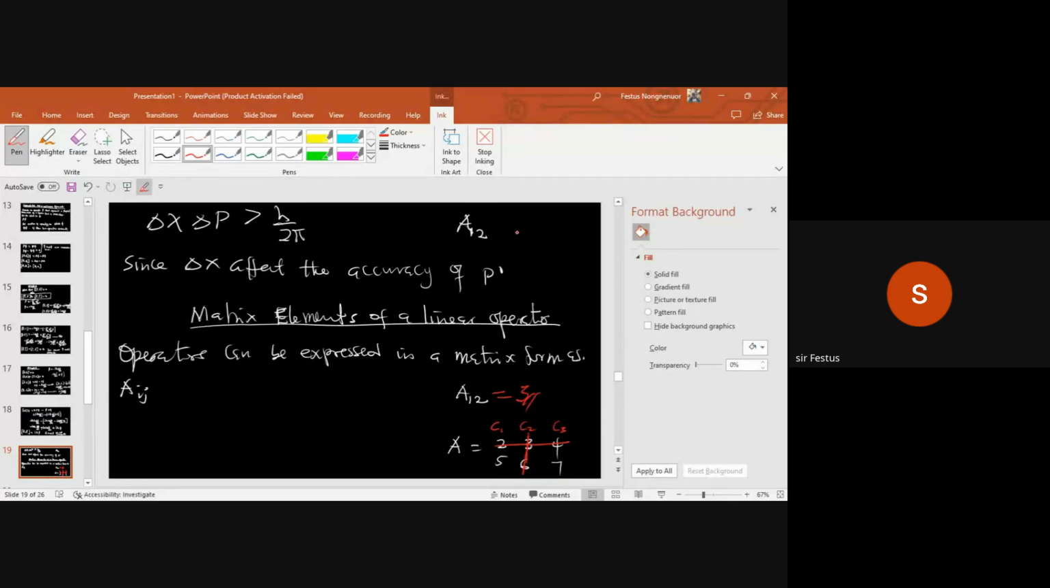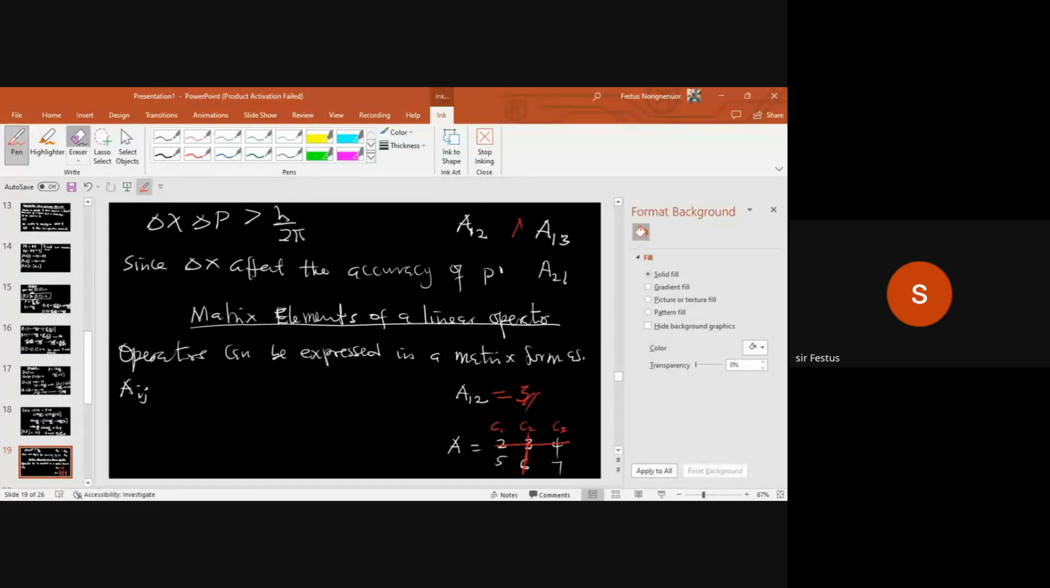So if you are asked to find, let's say, 1, 3, A13 will be nothing but 4. So A13 is 4. So 4 is in row 1, but column 3. If you are also finding A21, it means the row 2 element which has column 1, so that would be 5.